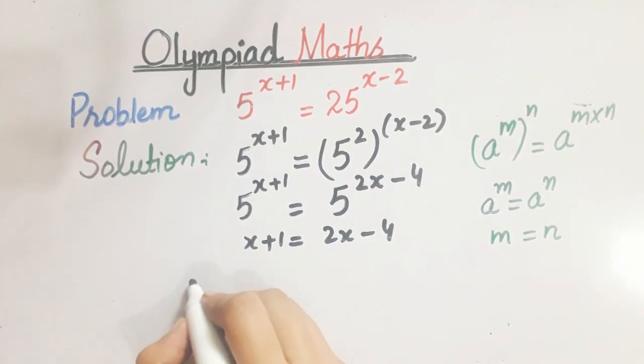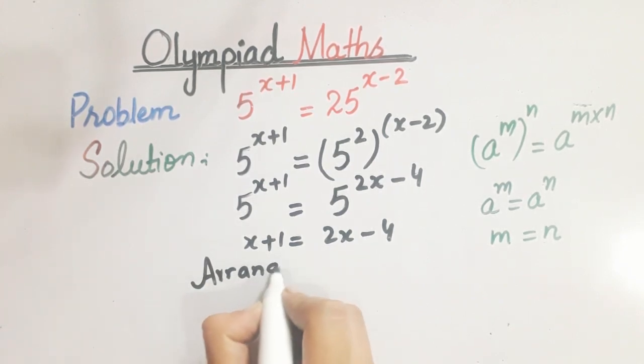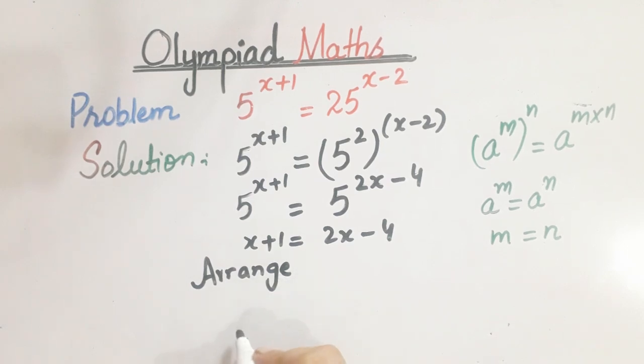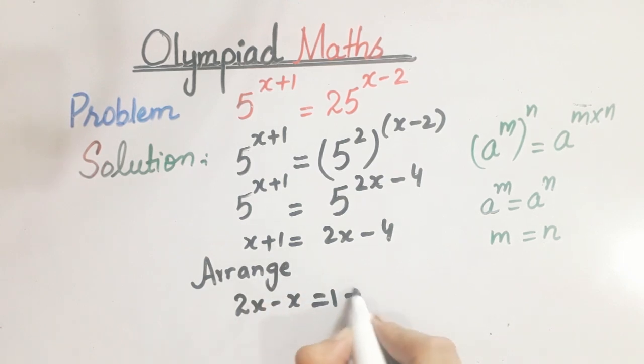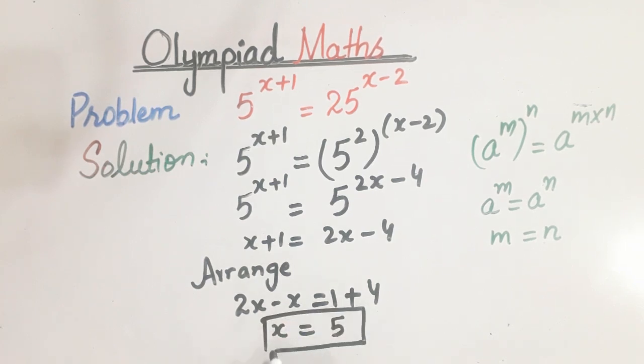Now we will arrange the like terms, then get 2x minus x equals 1 plus 4, which implies that we will subtract this and get x equals 1 plus 4 is 5. So the answer is x equals 5.